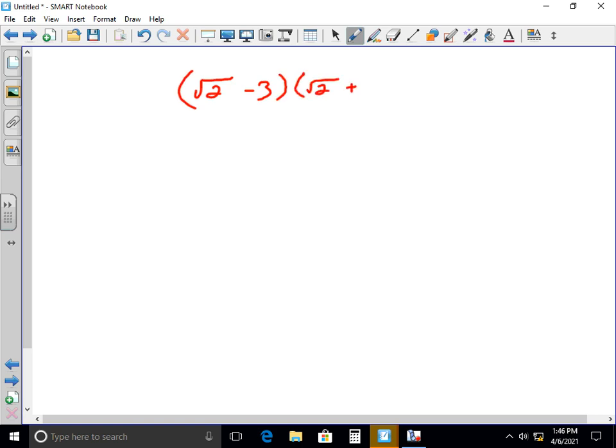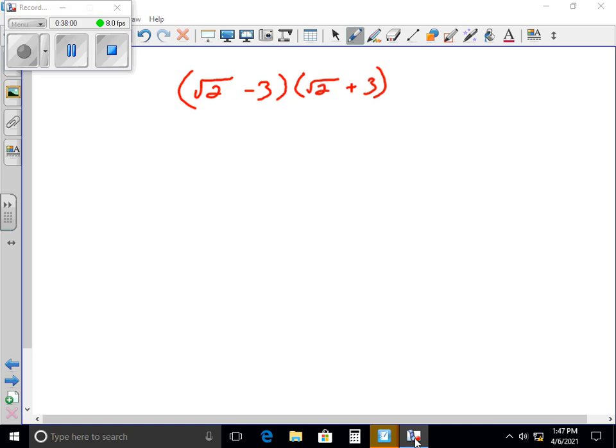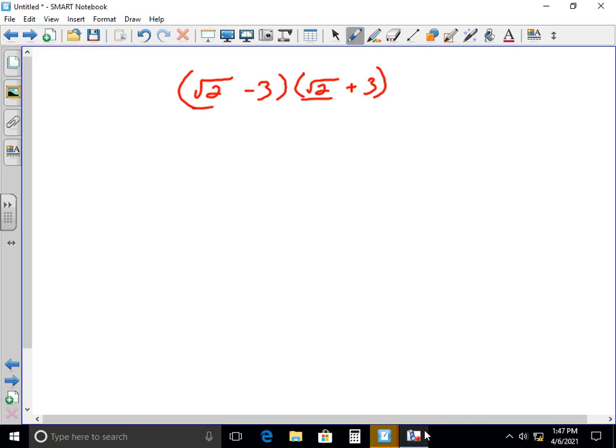So last week we looked at multiplying radicals. These two parentheses are called conjugates. They have the same terms. They're not opposites, because the square root of 2's are both positive, but the 3's are opposites. So if we have the same terms, but only the middle sign is opposite, then these are referred to as conjugates. And something special happens when we multiply conjugates together.